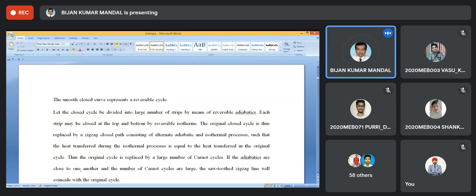And if the number of cycles is very large, then only can the original cycle be approximated by the summation of all these cycles. Otherwise, some part will remain outside or inside, and it will not coincide. It will be a sawtooth type structure, going up and down like this. But we want a smooth one. So as the number of cycles increases, it will go to the smooth cycle.